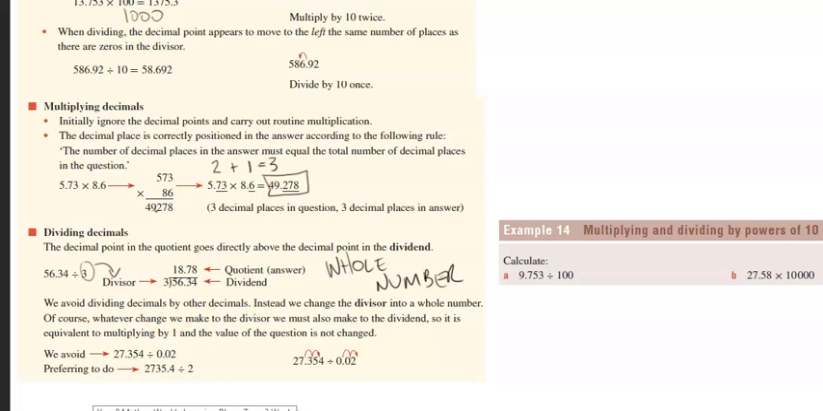Now, some of you might be thinking, hold on a second, isn't that just changing the actual question itself? It's changing what it's asking for. We're trying to find out how many 2's go into this dividend. But weirdly enough, this will actually be the same answer as finding out how many 0.02's go into 27.354. And you can use a calculator to actually test this theory out to see if it works.